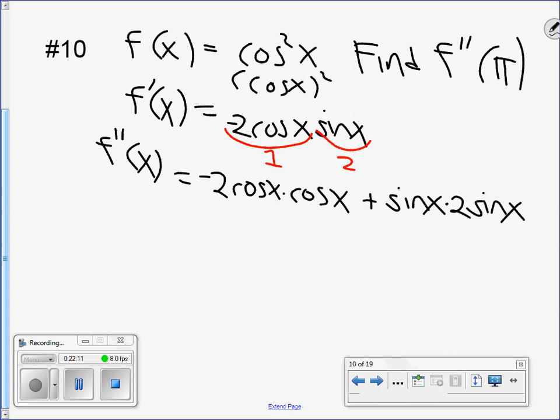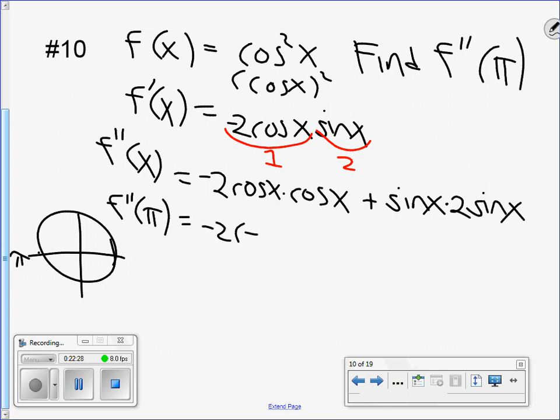And then we just got to plug in pi. Right? What's the cosine of pi? Negative 1. So we want to get the second derivative at pi. So we have negative 2 times negative 1 times negative 1. Right? Cosine of pi is negative 1. Plus, what's the sine of pi? 0. So don't even worry about it. It's negative 2. Okay? Good? Better than good.